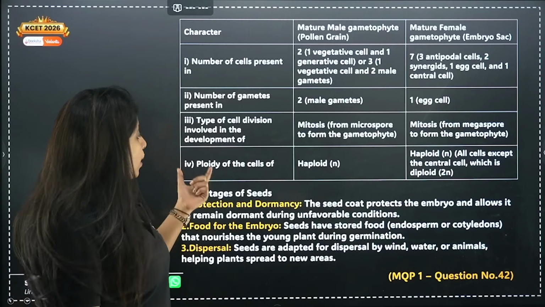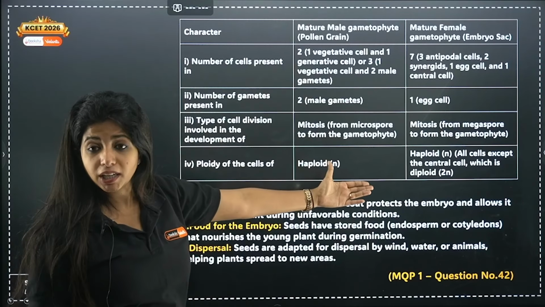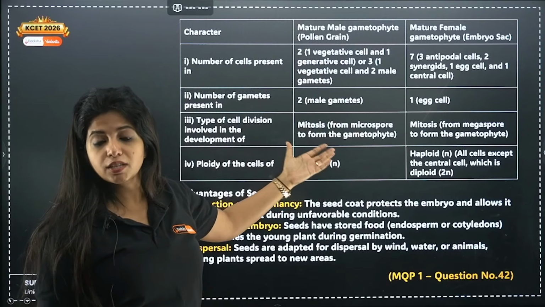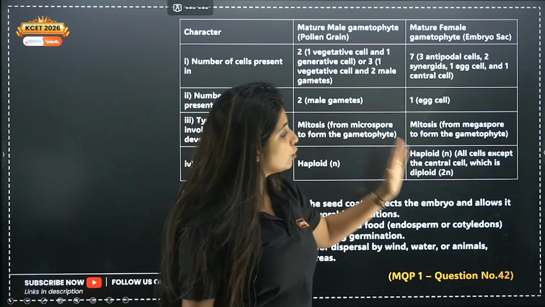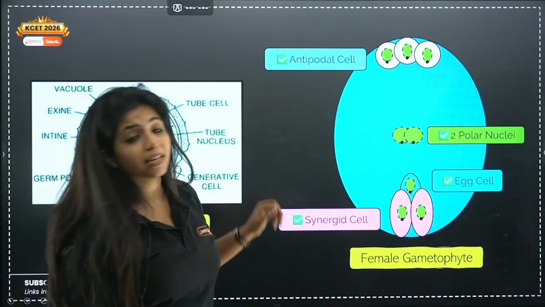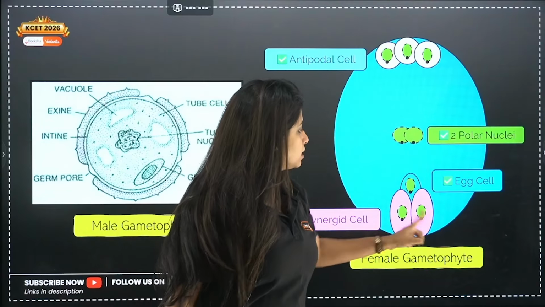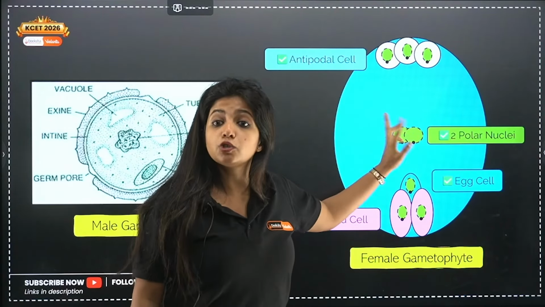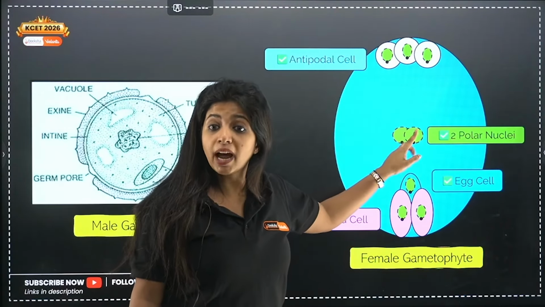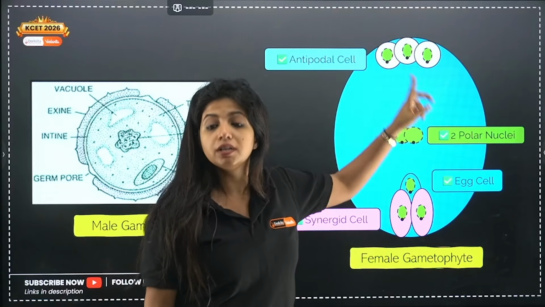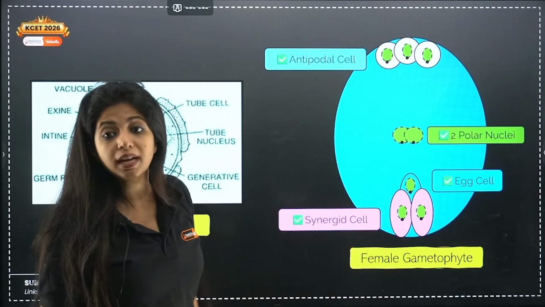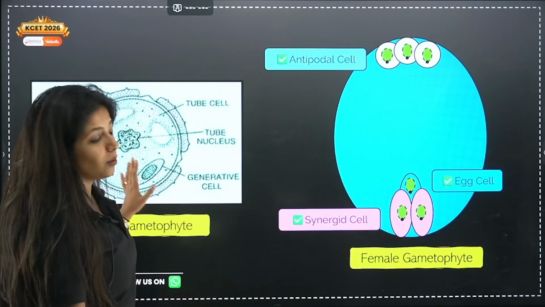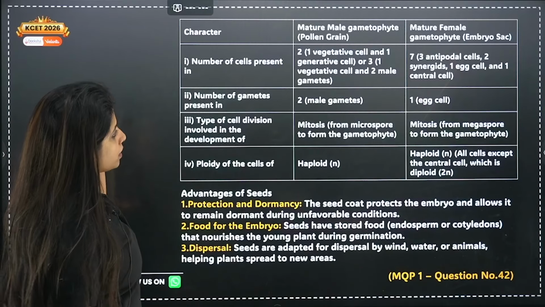Please remember it. Now, the ploidy of cells: they are all haploid in the case of the male gametophyte. In the case of the female gametophyte, my dear children, not all cells are haploid. Why? This is haploid. But the central cell has 2 nuclei, one haploid and another haploid, so it is diploid in nature. Since it has 2 nuclei, the central cell is already diploid in nature. Okay? So please remember that as well.